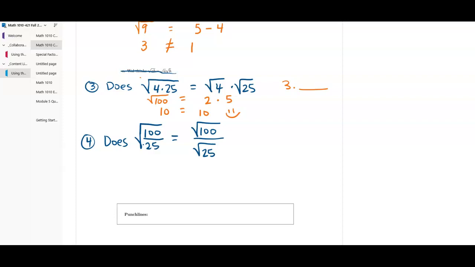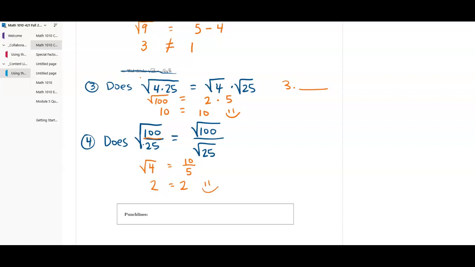And kind of similar to what Rachel was saying up here on this one, right? On this one, if we divide our 100 divided by 25 first, we get 4. Square root of 4 is 2. Where here, if we do these separately, we get square root of 100 is 10, and then the square root of 25 is 5, and then 10 divided by 5 is 2. So that does check out.